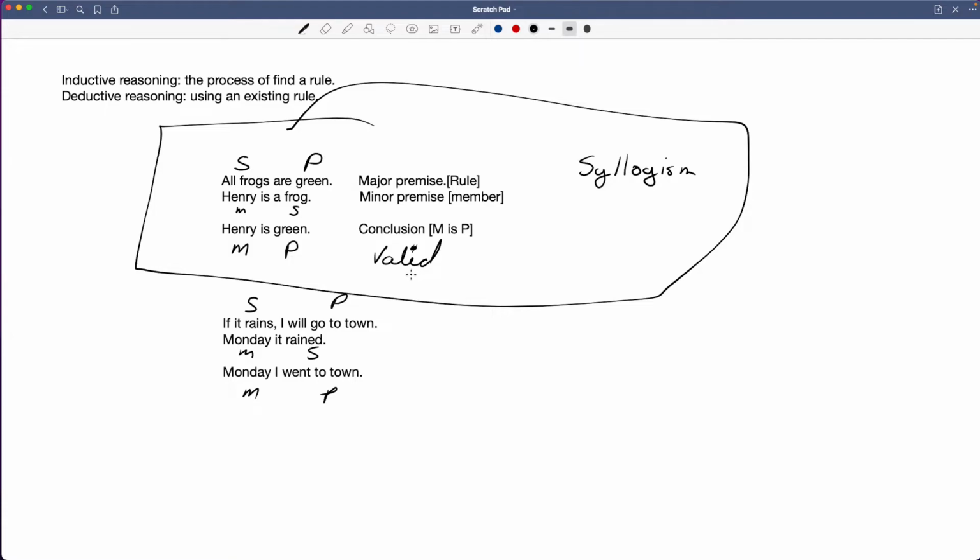Now, a valid conclusion isn't necessarily a true conclusion, right? Because we know that all frogs are not green. There are red frogs, there are blue frogs, there are white frogs, there are green and orange frogs. There's all types of different colored frogs in this world. So it's not necessarily truthful. We're not looking for truthfulness. We're looking for valid logic. Does this follow the pattern? Does it make sense? And if it does, it's valid, whether or not it's 100% accurate in the real world.